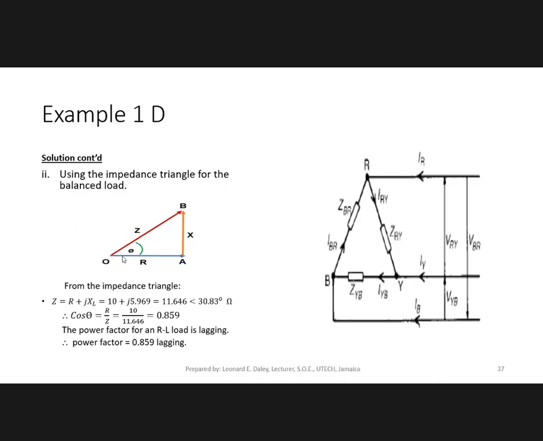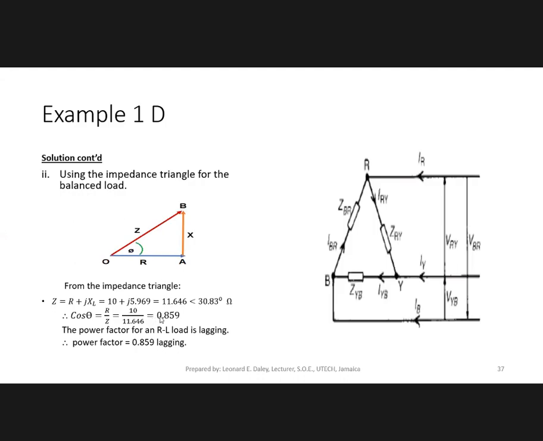And this angle is the angle of Z, right? So if you want to find the power factor from this angle, you could just say cosine of this, or if you want to use the triangle, you say cos theta would be adjacent over hypotenuse, R over Z, and you get back the 0.859. Now, because this is an RL load, an inductive load, we know that the power factor would be lagging, right?